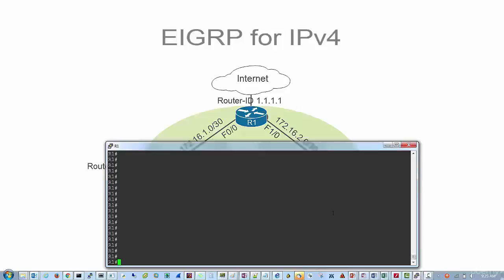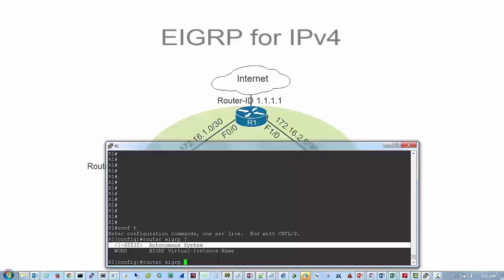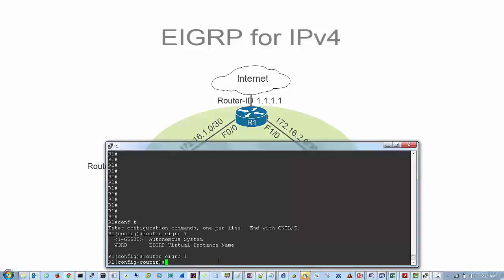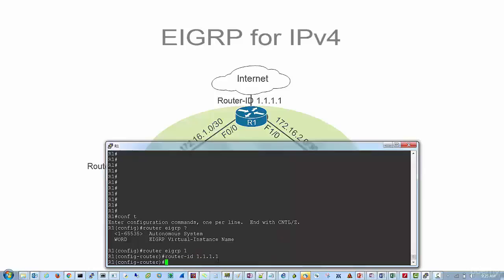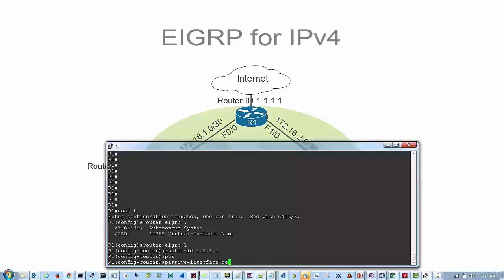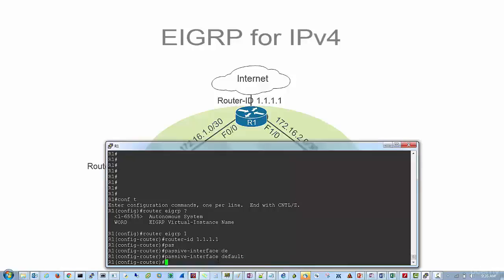Okay, let's start by configuring R1. We'll go to configuration mode, and then we'll enter the command router eigrp. And if we do question mark, you can see that we have the option to configure it for an autonomous system number. We're going to use 1 for our AS number in this lab. Then we're going to give it a router ID, passive-interface default, saying we don't want any interfaces to participate in EIGRP peerings unless we actually say no passive for that interface.